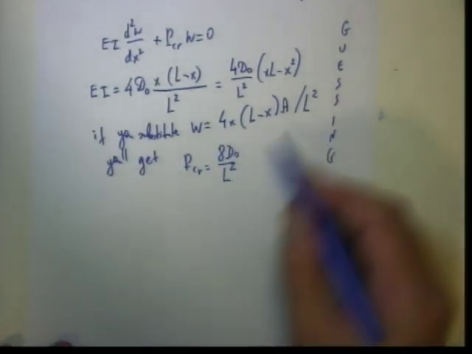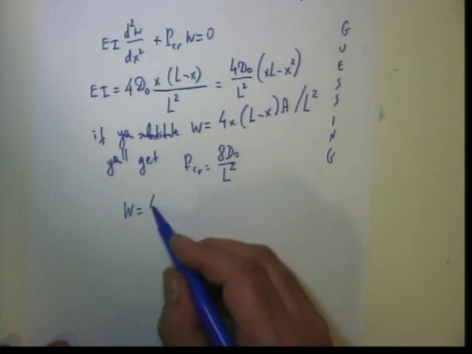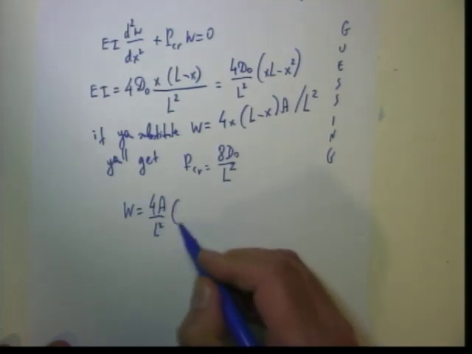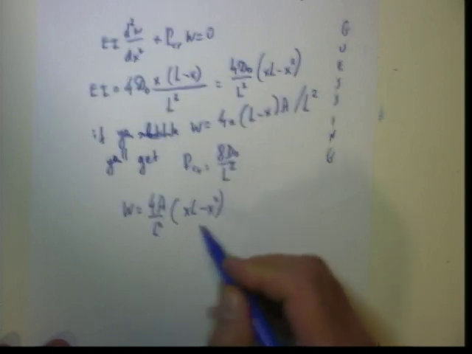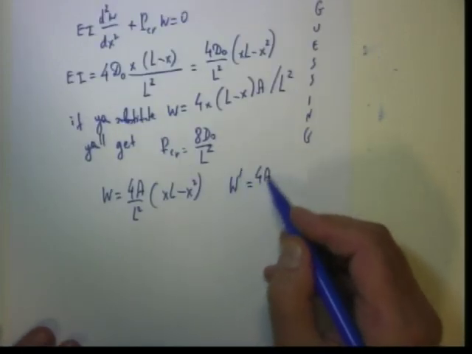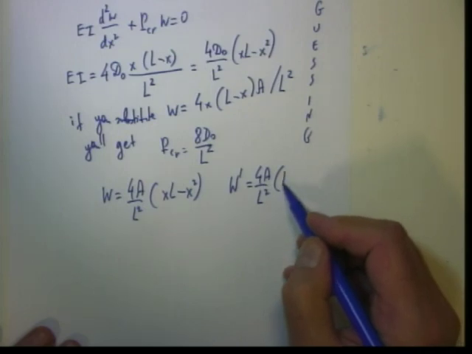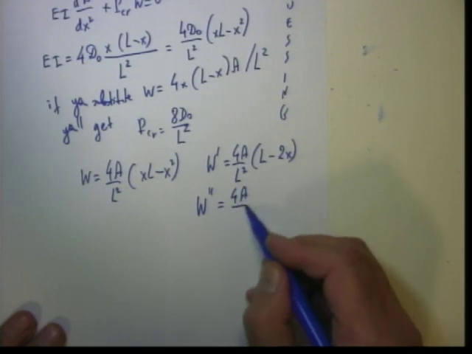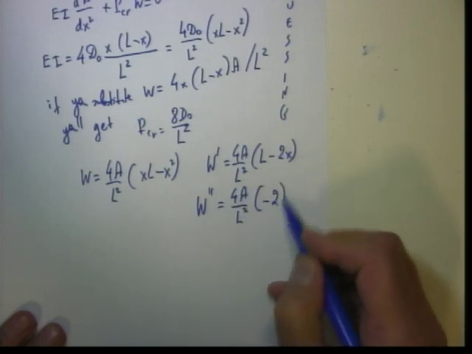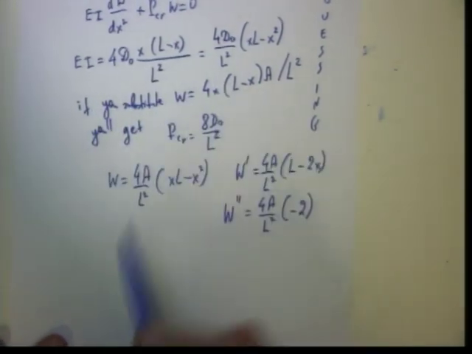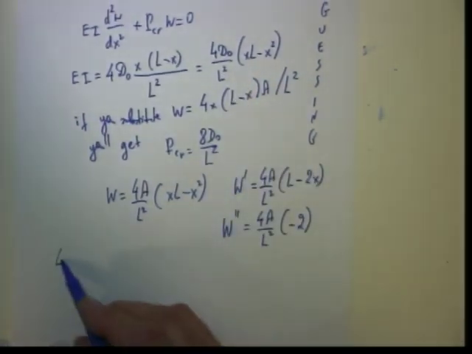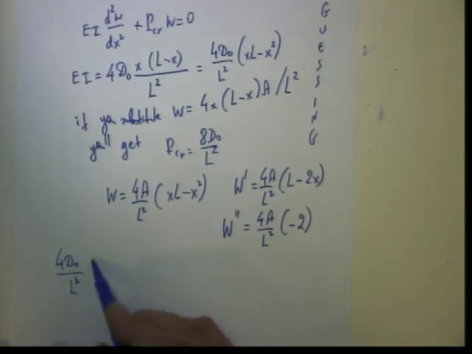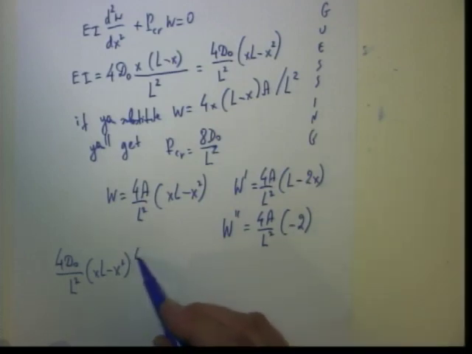So this is W, yes? W equals 4a over L squared x(L minus x). W prime equals 4a over L squared (L minus 2x). W double prime equals 4a over L squared times minus 2. So then this is EI. I'm substituting here EI, 4d0 over L squared x(L minus x), times the second derivative, 4a over L squared times minus 2.